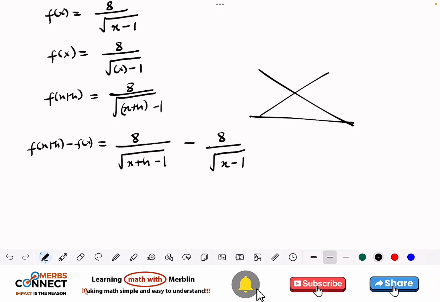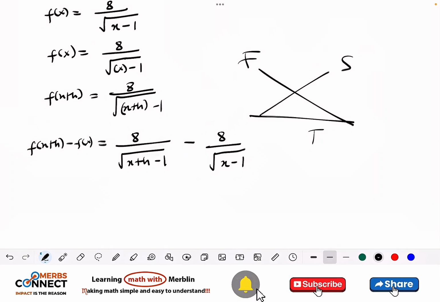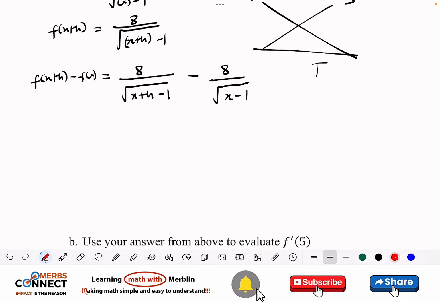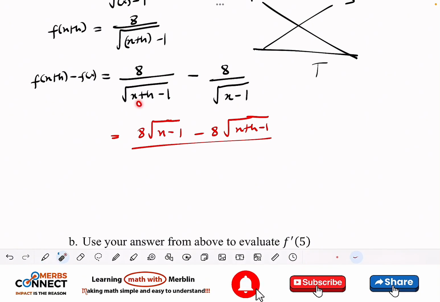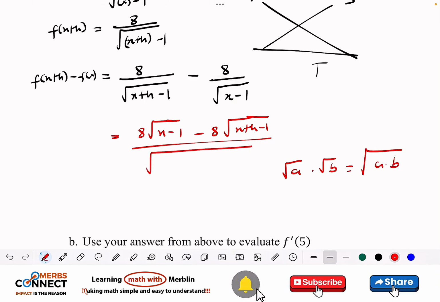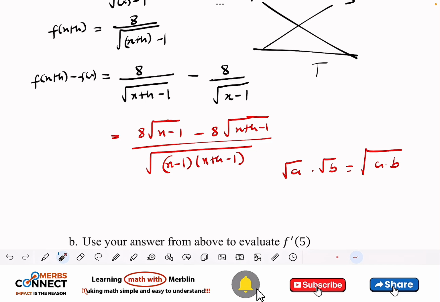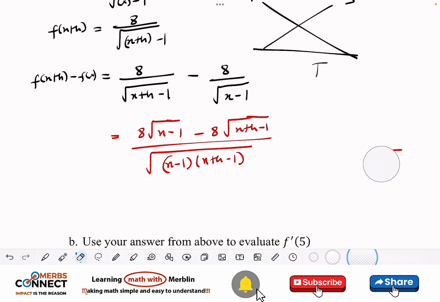This, that, this. So first, second, third, right? So let's go through. This is going to give us 8 square root of x minus 1. And then going this way is going to give us minus 8 square root of x plus h minus 1. And then going this way is multiplying this. We know that root of a times root of b is equal to root of a times b. So this is going to give us root of x minus 1 times x plus h minus 1. So this is what we are going to get at the end of the day.